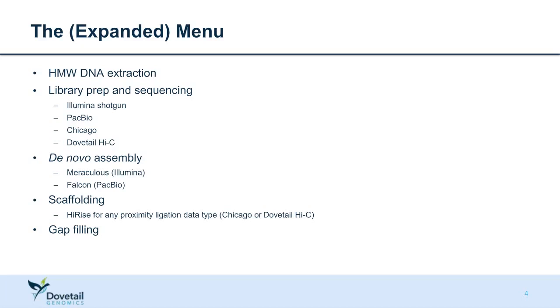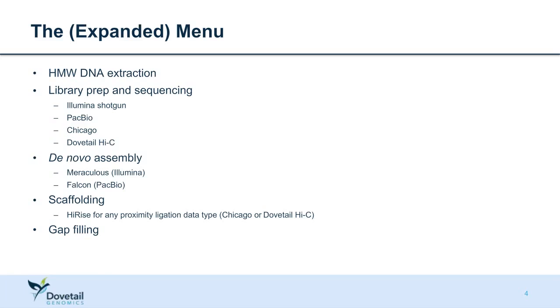When you have done the library prep, we can sequence it for you. We can do shotgun sequencing, we can do PacBio sequencing, or if you prefer to do it yourself, we're more than happy for you to do the sequencing. Once the data comes back, if you have shotgun data, we'll run it through our Illumina or shotgun assembler called Meraculous, or if you have long-read PacBio, we'll put it through Falcon to get a starting point for our scaffolding.